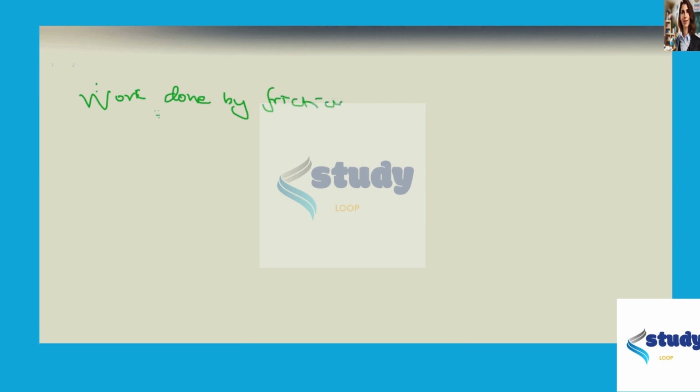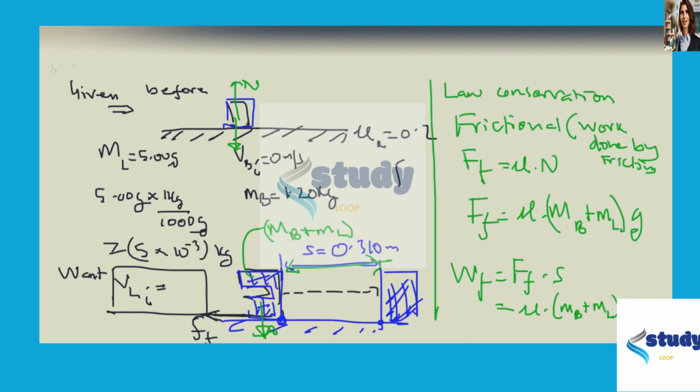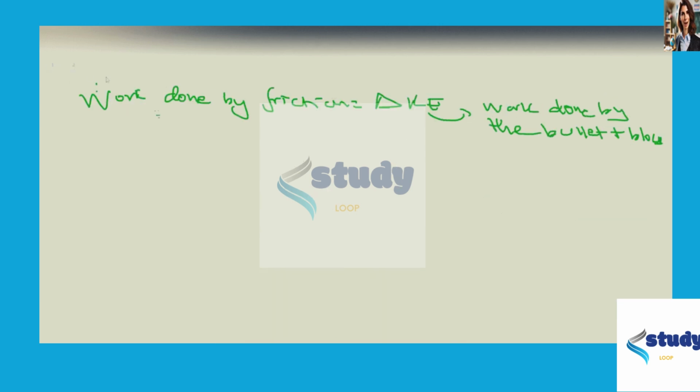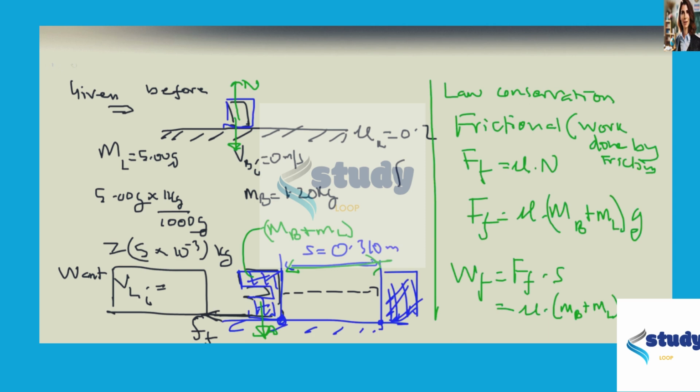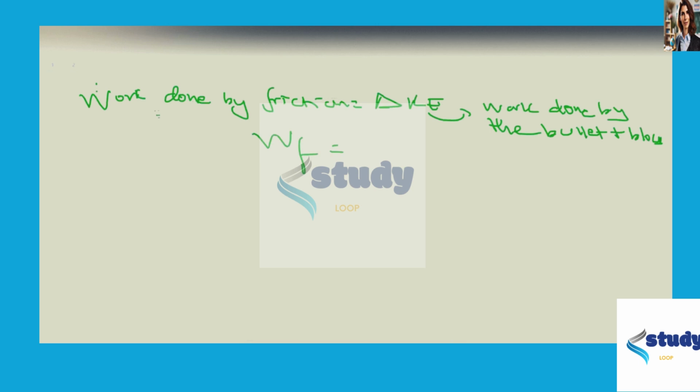It's going to be equivalent to the change in kinetic energy of the system, which is the work done by the bullet and the block. So it's kind of like that. We already have work done by friction, mu. So here we'll write work done by friction is equal to work done by the bullet plus the block.